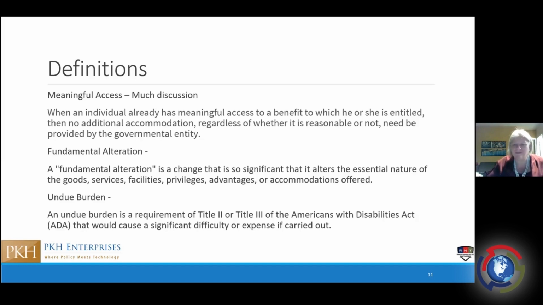Fundamental alteration is a change so significant that it alters the essential goods, services, and facilities. So if you provide mountain biking, or really physical activity that it's really hard to provide to someone who doesn't have certain capabilities, then if that would alter what you're offering so much as a fundamental alteration, that is usually a threshold of what you may not need to do. And then undue burden, and undue is always one of those very subjective things, would cause significant difficulty or expense if carried out. There are certainly years of case law that talk about how much is too much additional expense. Is it 10% of your income?